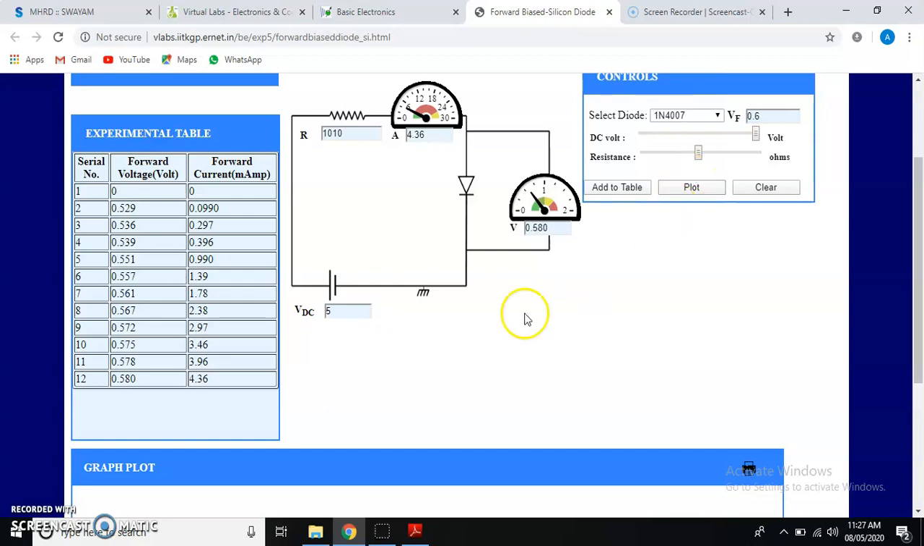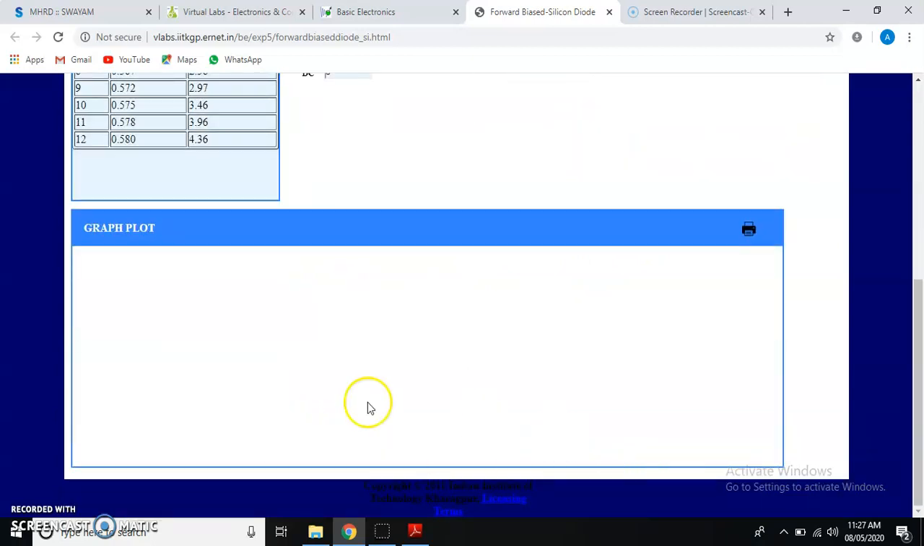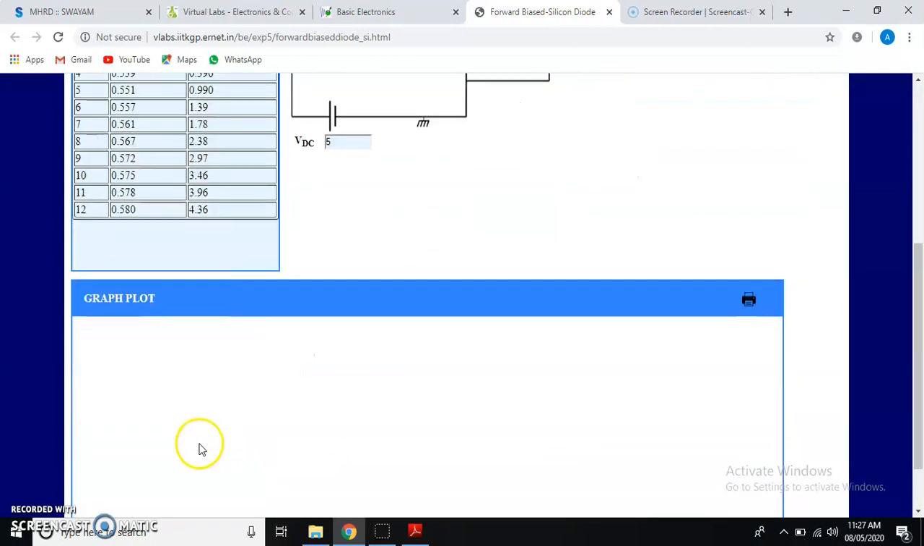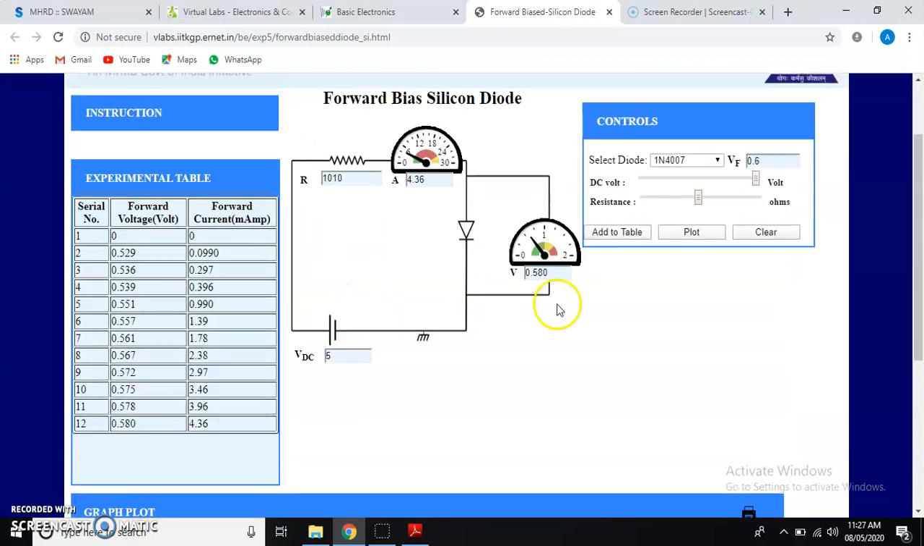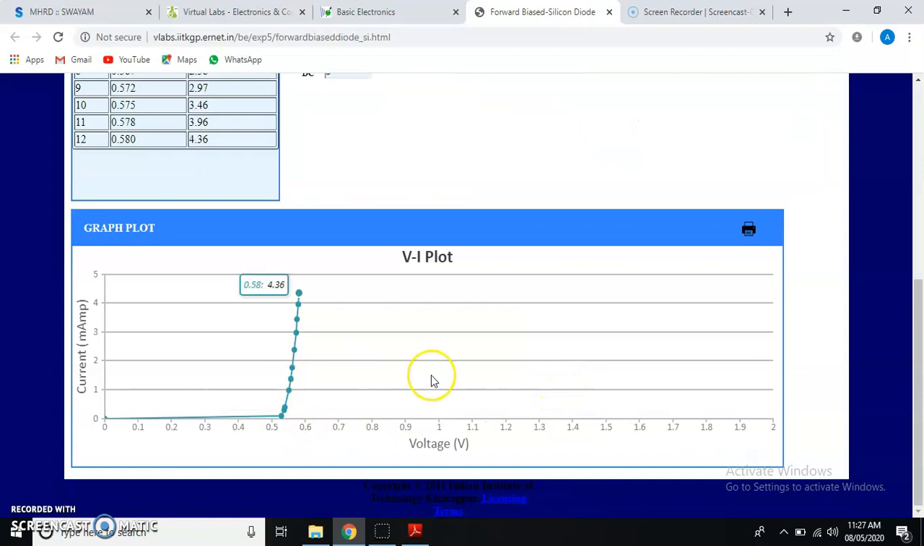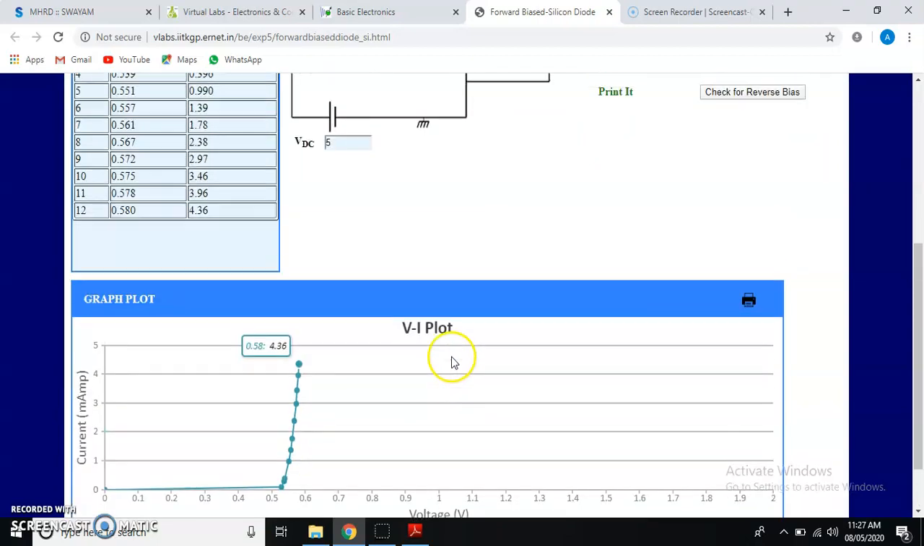And what is that plot? That plot is the graph of forward voltage versus forward current in milliampere. This forward voltage will be taken across the x-axis and this forward current is plotted against the y-axis for that reading. So if I click on plot, you will get this plot. Now what is that plot explaining? The x-axis is nothing but this voltage and the y-axis is nothing but the current.